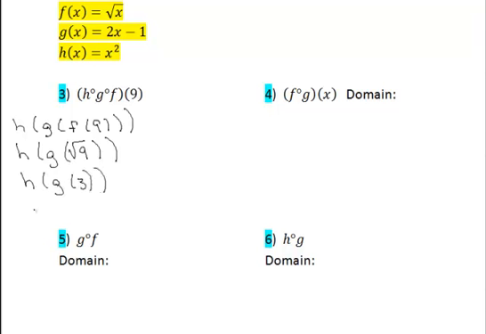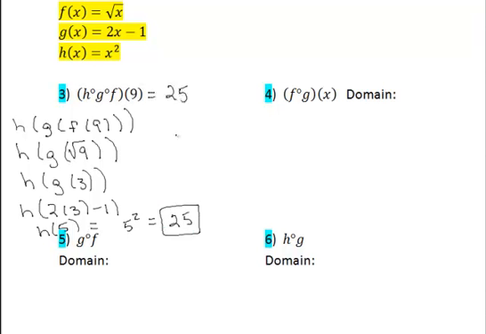And what is g of 3? G of 3 means 2 times 3 minus 1. So that's h of 6 minus 1, which is 5. And what is h of 5? That is 5 squared, which is 25. So h of g of f of 9 is equal to 25. Cool.